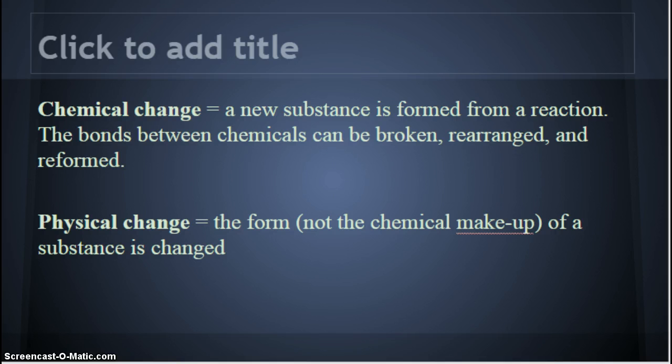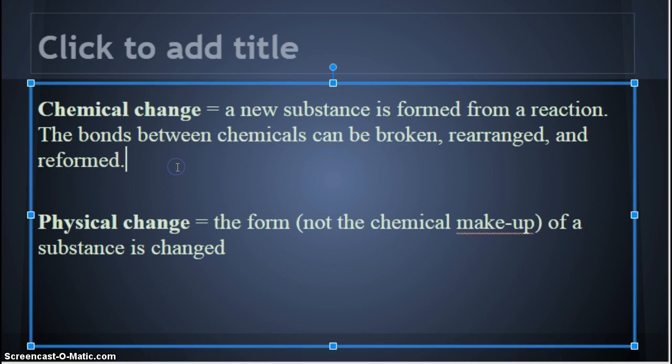Chemical change: a new substance is formed. That is the key point. You made something new. The bonds between chemicals can be broken, rearranged, and reformed, so you have to come up with something new, a totally new substance. Whereas in a physical change, the form, not the chemical makeup, of a substance is changed.